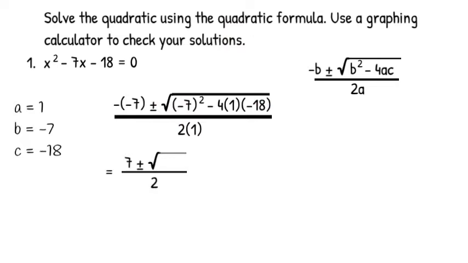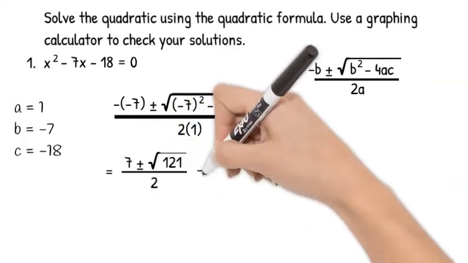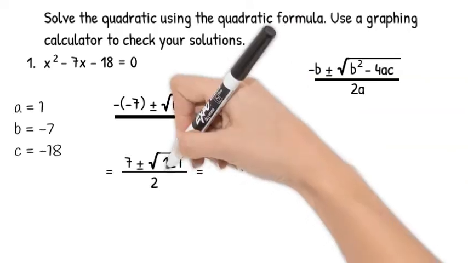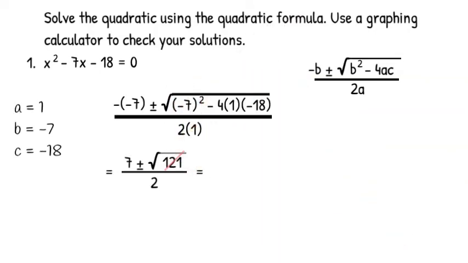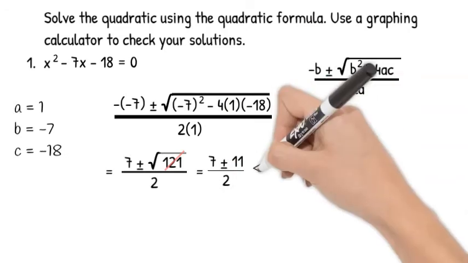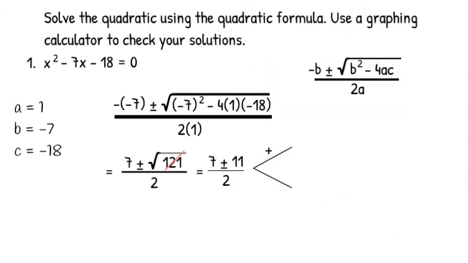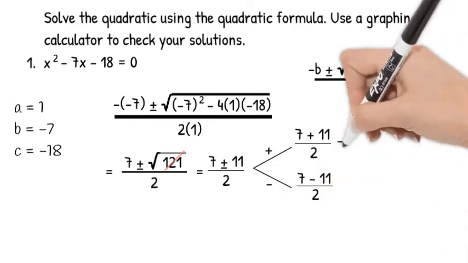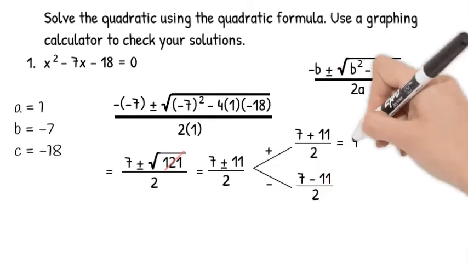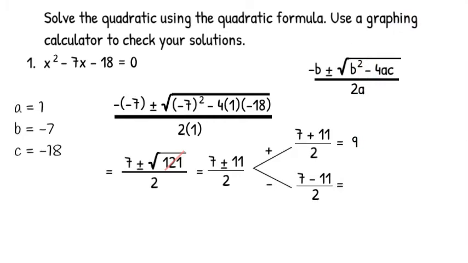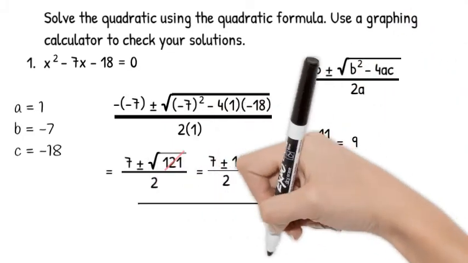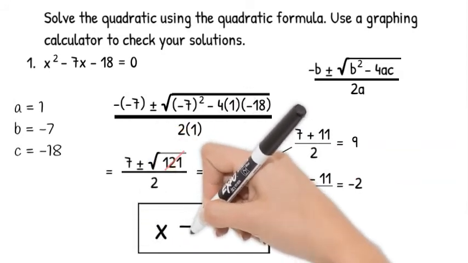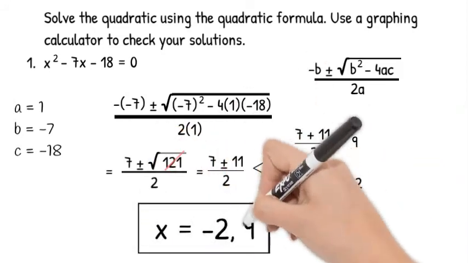So everything under that square root, let's plug it in our calculator, and we get 121. Now that simplifies. The square root of 121 is 11. So we have 7 plus or minus 11 over 2. This gives us two equations where we have the plus and where we have the minus. So we have 7 plus 11 over 2, and we have 7 minus 11 over 2. To solve those, 7 plus 11 divided by 2 is 9, and 7 minus 11 over 2 is negative 2. So those are our solutions for x. X will equal negative 2 and positive 9.